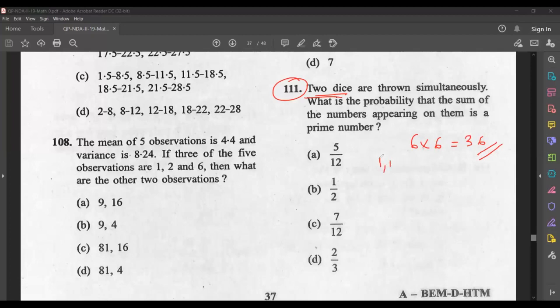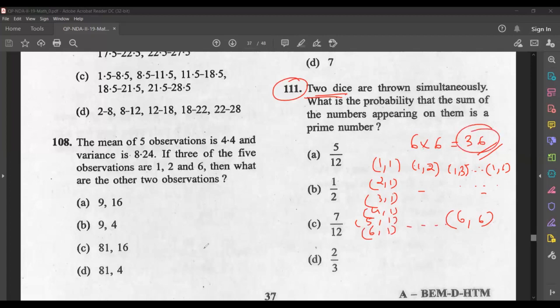That is starting from 1,1 up to 6,6. You have 1,1, 1,2, 1,3, etc., up to 1,6 here. Then 2,1 up to 2,6, 3,1 up to 3,6, 4,1 up to 4,6, 5,1 up to 5,6, 6,1 up to 6,6. You have 36 elements in the sample space.